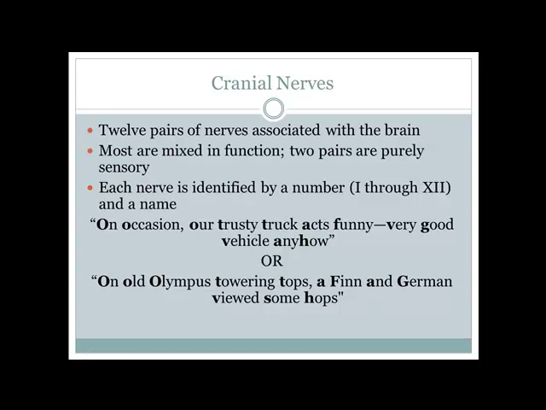Okay, so we're moving on to our cranial nerves. There's 12 pairs of nerves associated with the brain. Most are mixed function, which means that they can be motor or sensory. Okay, and each nerve is going to be identified by a number. There's 12 of them, so there's pair 1 through 12. The way I remember it is: on old Olympus towering tops, a Finn and German viewed some hops.